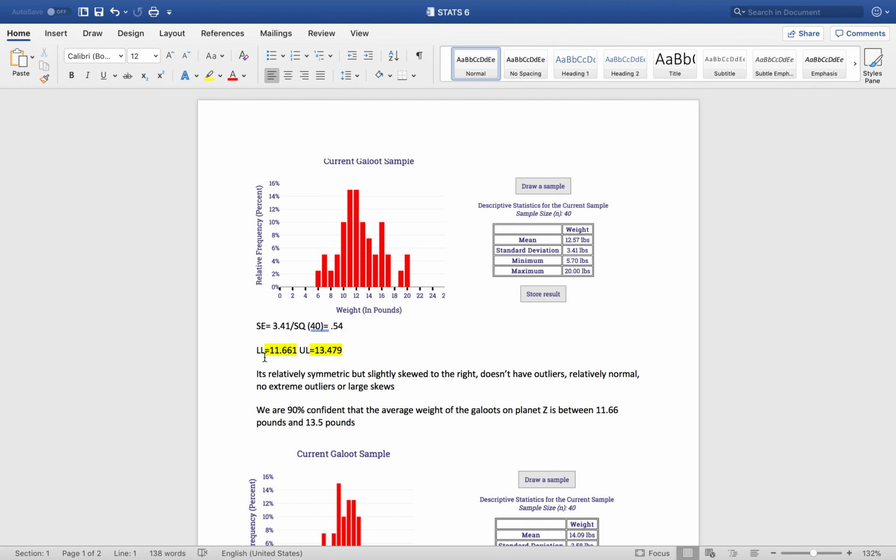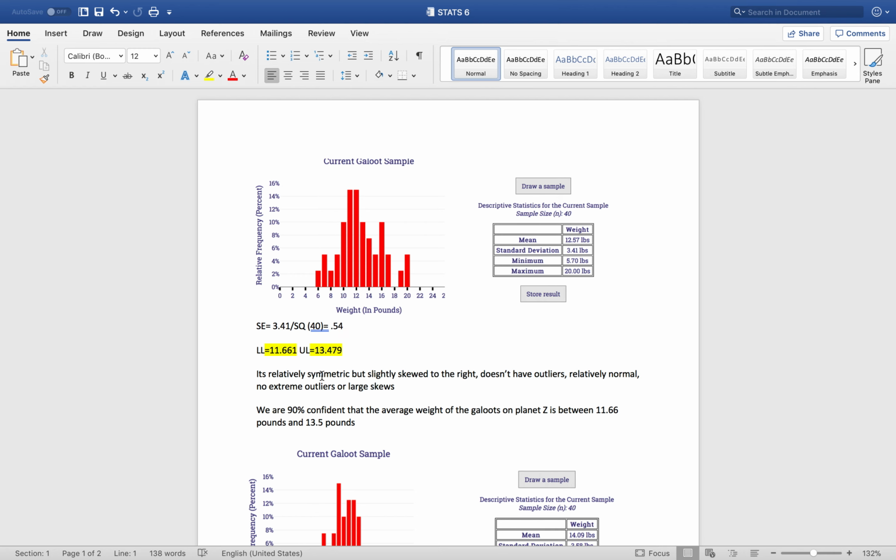Then for my lower limit, I got 11.661, and my upper limit, I got 13.471. How I did this is I went to a t-table and found the value at N equals 40, and because I needed the 90% confidence, I found the appropriate one, and I multiplied that by the SE, and then I did the mean minus the SE times the number that I found on the t-table.